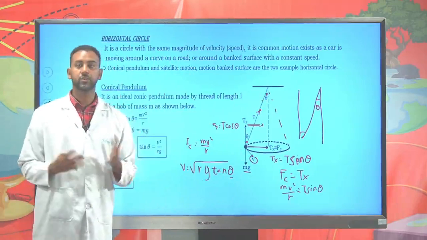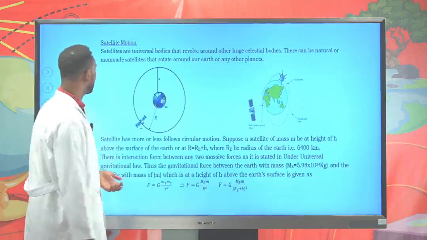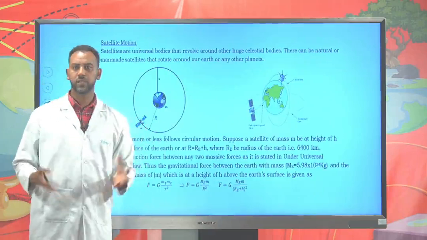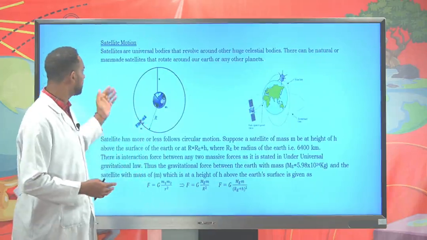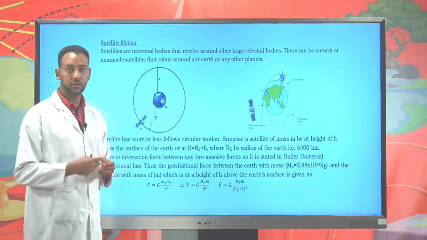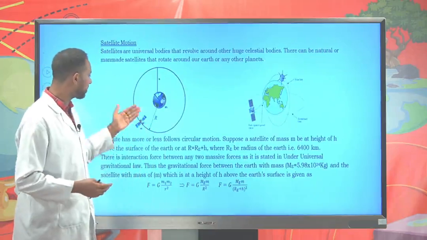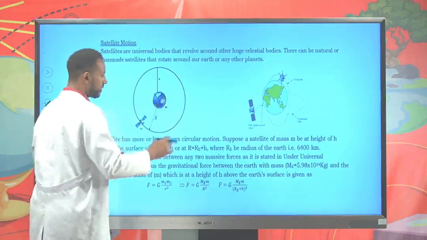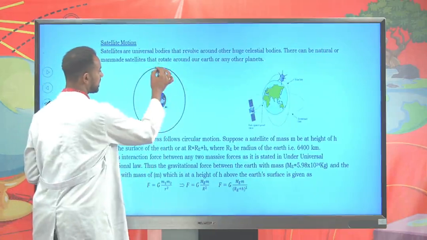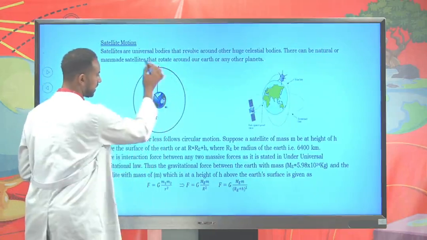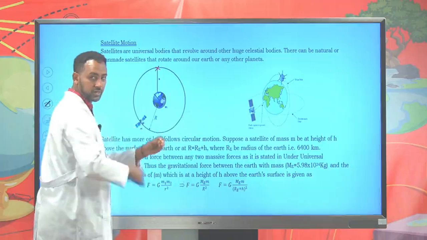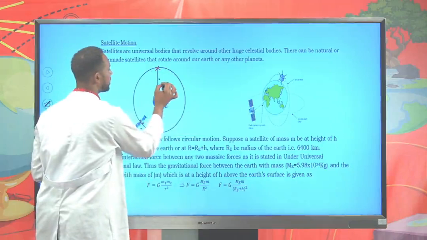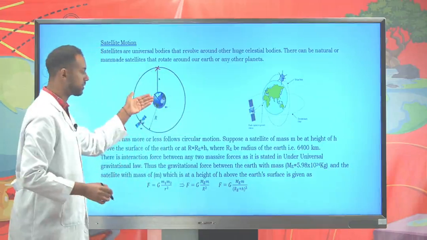The other application of horizontal circles is the motion of satellites. There are different natural or artificial satellites actually, but here we are talking about artificial or man-made satellites. Suppose a satellite is launched from the surface of the Earth and reaches a certain elevation. Let's say it has reached here and tends to rotate about the Earth. So the satellite is found at elevation h, at a height of h.